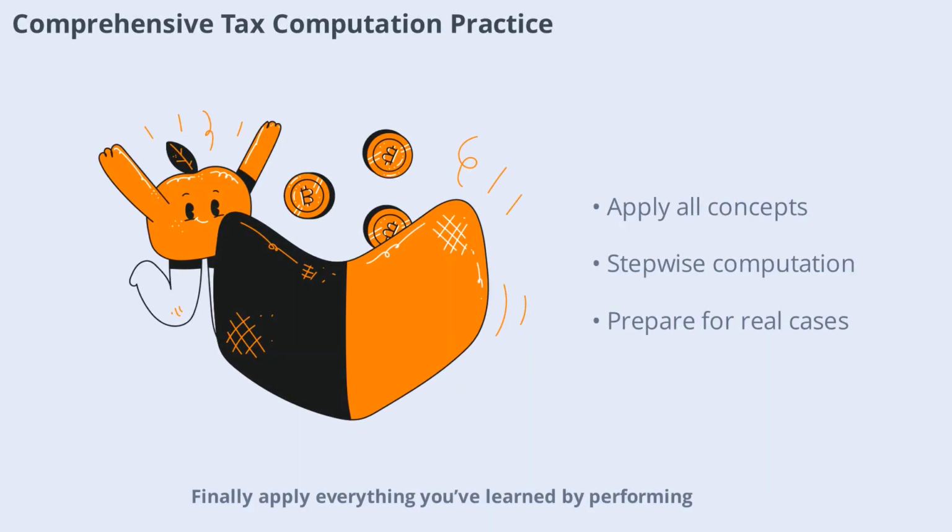Finally, apply everything you've learned by performing a complete tax computation for an individual. Calculate income under all 5 heads, aggregate to find gross total income, apply Chapter VIA deductions, compute total income, apply tax slab rates, deduct rebate if applicable, and add surcharge and cess to find the final tax liability. This hands-on practice cements your understanding and prepares you for real-world tax scenarios.